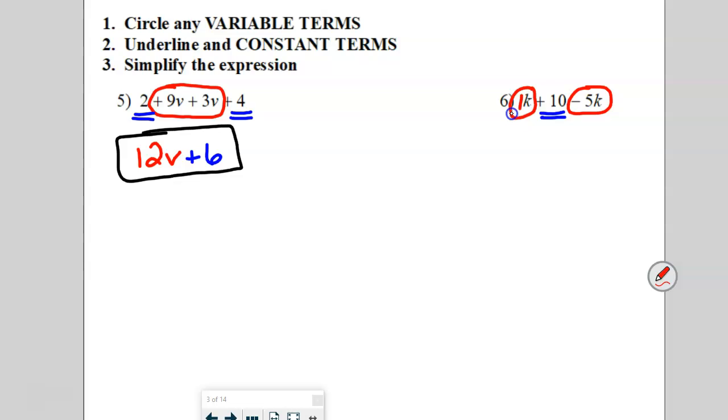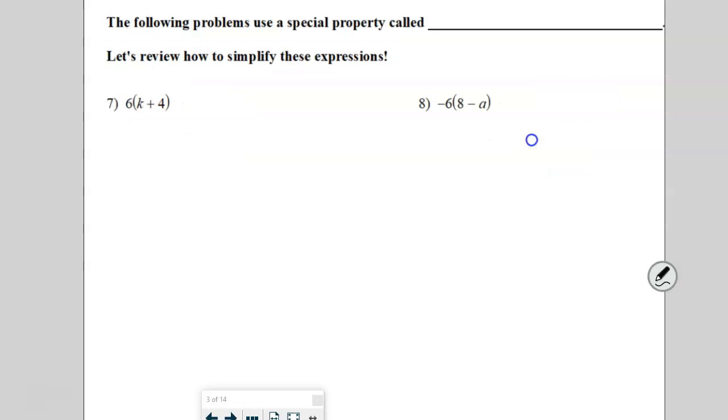So we're going to go ahead and collect our like terms here for our variable terms. I have 1k, and we're adding that to a negative 5k. So 1 plus negative 5 is negative 4k. And then there's only the one constant term, so I'm just going to drop it down into my answer, negative 4k plus 10. My K's are looking real weird.